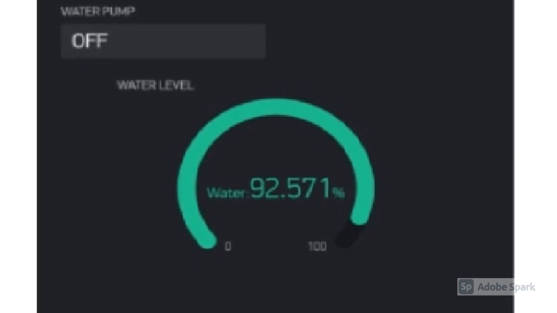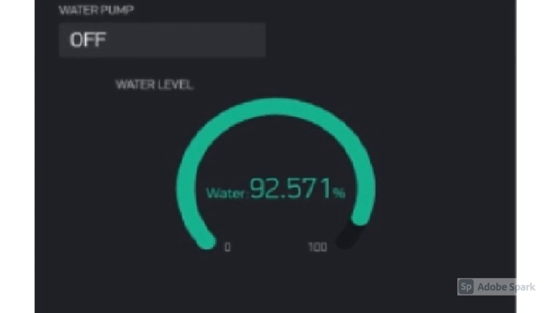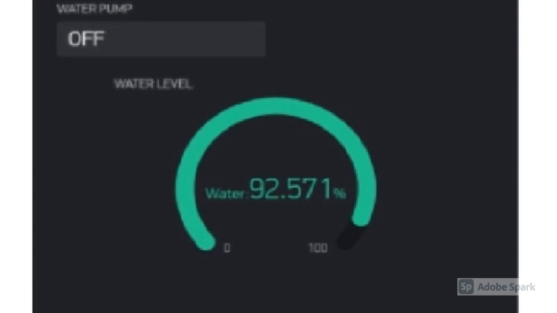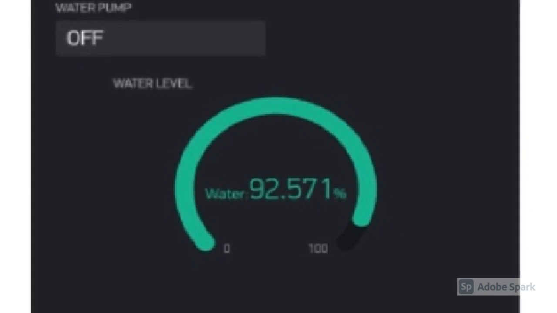If the button in the Blynk app is turned on, then the water pump is turned on automatically. When sufficient water is supplied, the water pump automatically turns off. But if the button is kept off, only the notification is sent and the water pump is not turned on.